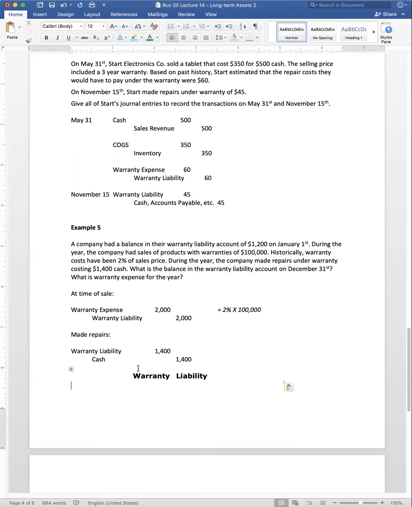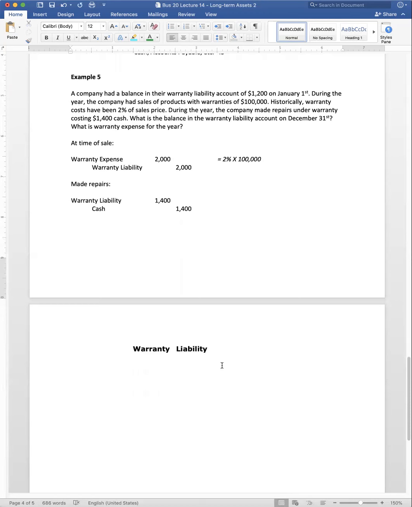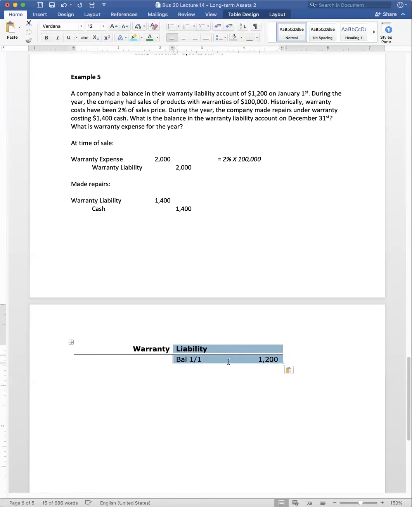All right, so there's a title, and it looks like I don't have enough space, so let's put it on the next page. Okay, when we're looking at a T account, the first thing we want to do is put in the opening balance. And the question tells us the company had a balance in their warranty liability account of $1,200 on January 1st. So I know that my beginning amount is going to be $1,200. And I know that's a credit because this is a liability, right? Liabilities are credits. So this is the side of increase for the liability.